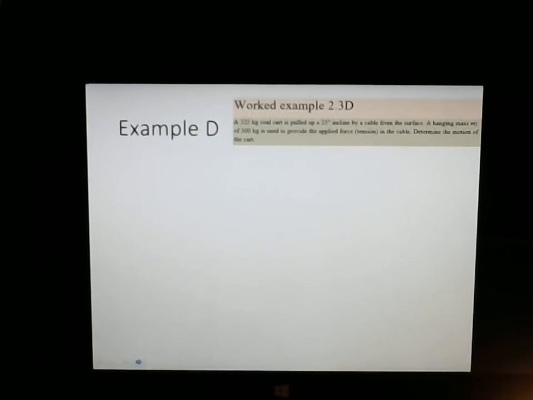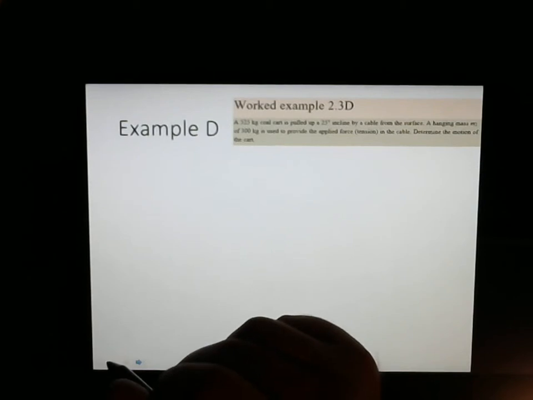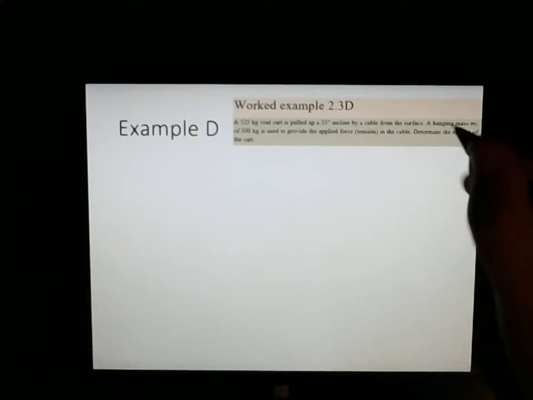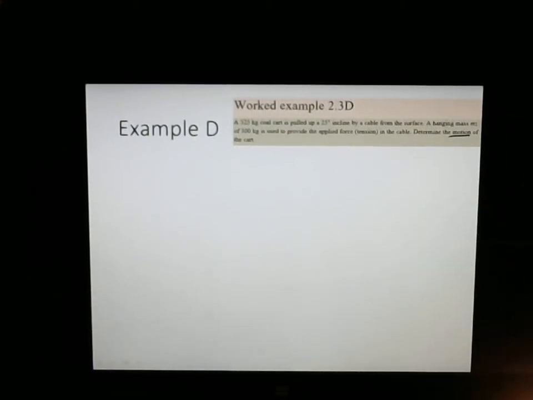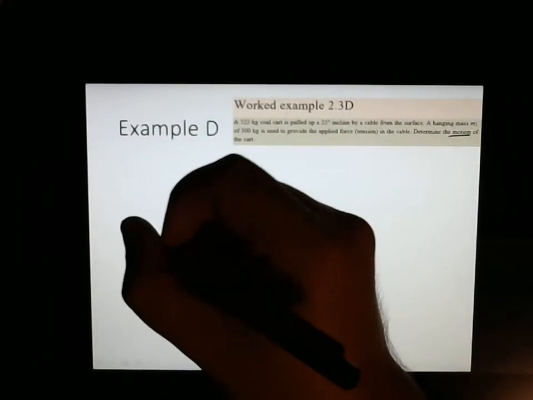We've got a 525 kilogram cart. It's getting pulled up a 25-degree incline, but it's getting pulled by a hanging mass of 300 kilograms to apply the force. Again, determine the motion of the cart. So there's that word again. Determine the motion. We need to work out the acceleration in this case, because we can't work out velocity. Let's draw our system.